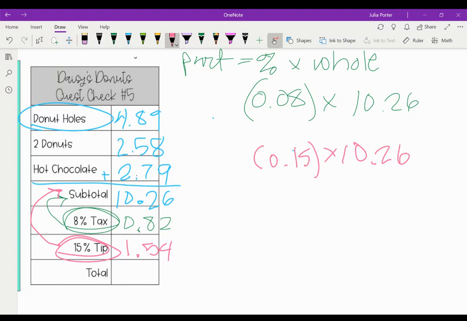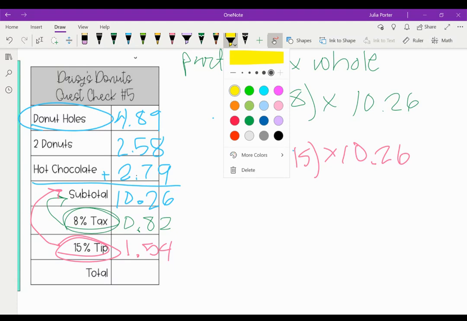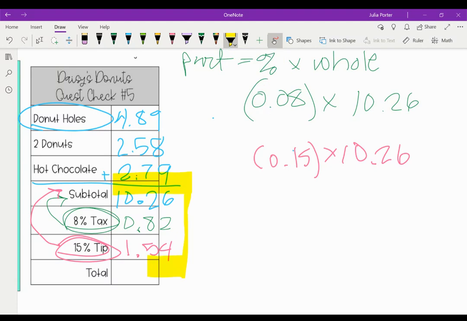And so now to find this total right here, I'm going to add up all of the things in this section. So if I add up my 10.26 plus my 0.82 plus my 1.54, that will give me 12.62. So the total is $12.62. So that is how you do this first problem.